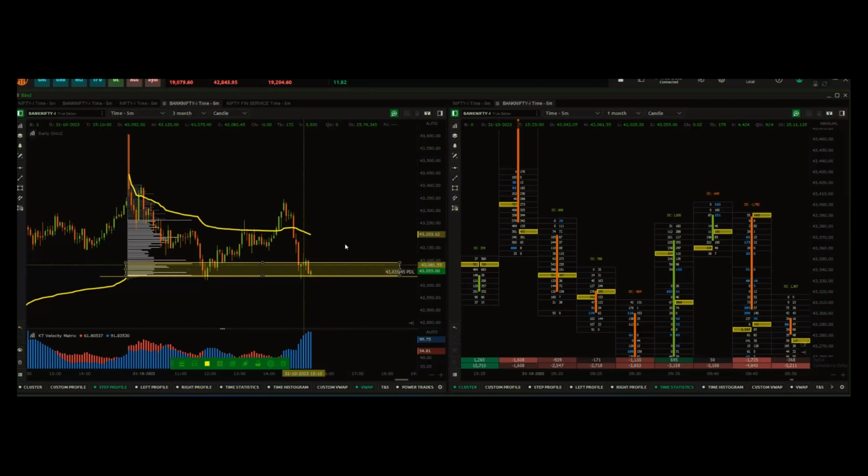Say if we open below today's value area low, or we start moving up much higher, that is when my previous week's volume profile would come into play. This is my current week's volume profile. I don't look at the current week's volume profile because it's just day two.